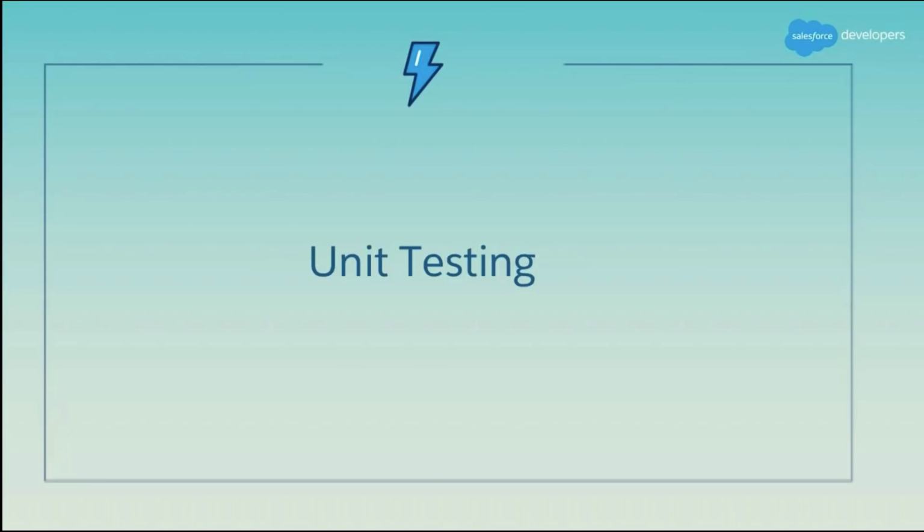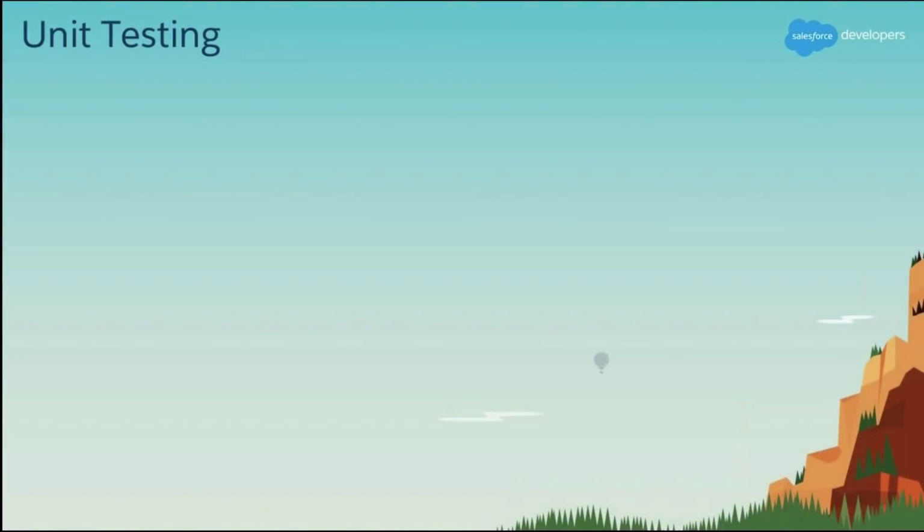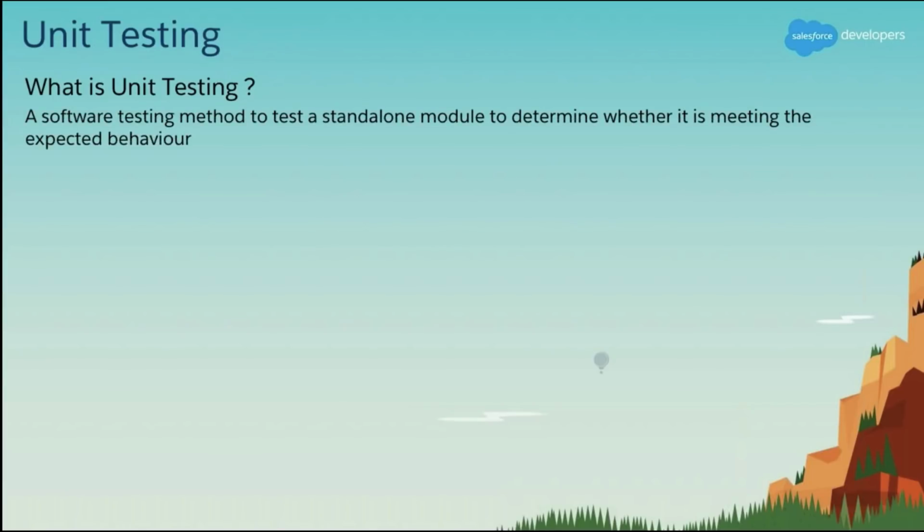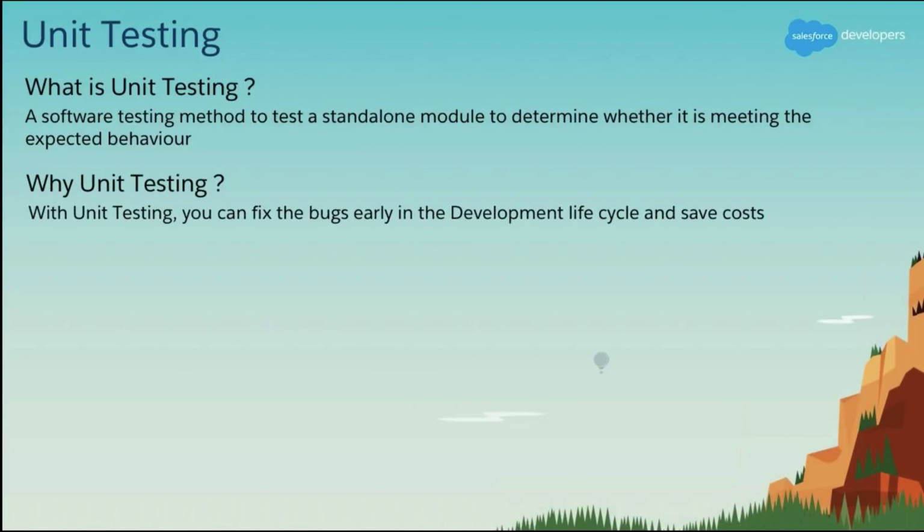Now we are going to do it on our local system. Let's try to understand. First, let's see what is unit testing. It's a software testing method to test a standalone module to determine whether it is meeting the expected behavior. This is the most common definition, where we are trying to check whether our Lightning Web Component is meeting the expected behavior. Then why do we need to do unit testing?